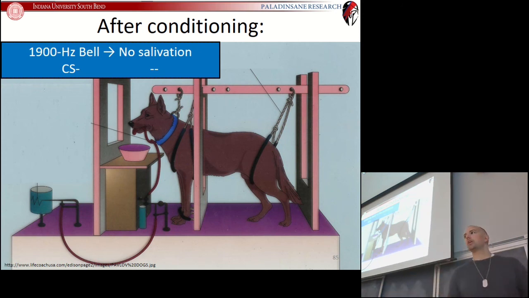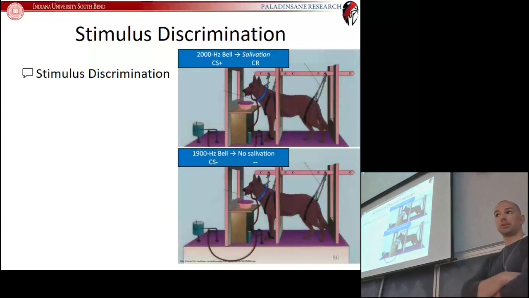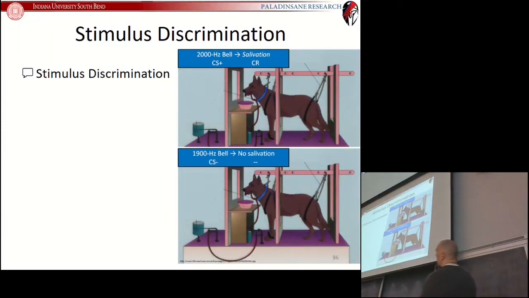So this procedure where you pair food with one bell, but you don't pair food with the other bell, and that leads to one bell being a conditioned stimulus that causes the conditioned response, and the other bell not to cause that conditioned response. This is known as stimulus discrimination. So this is another tool that scientists will use to study the abilities of animals or other nonverbal organisms by seeing what they can tell the difference between. So literally, can they discriminate between these two stimuli?